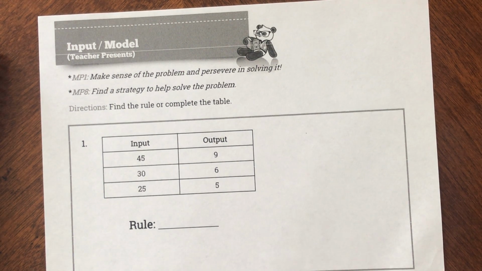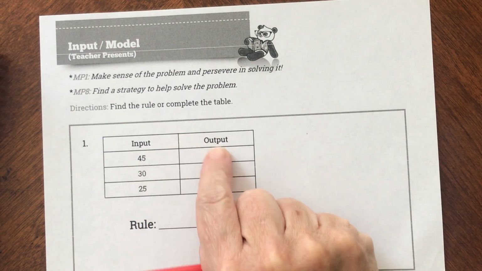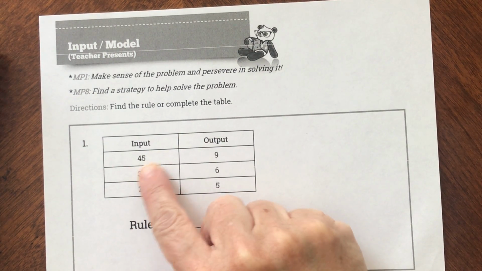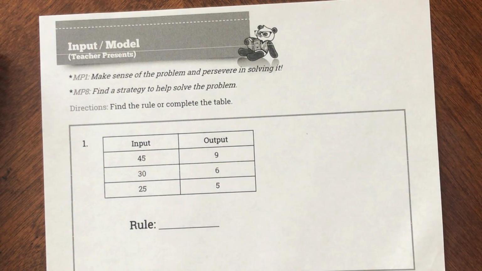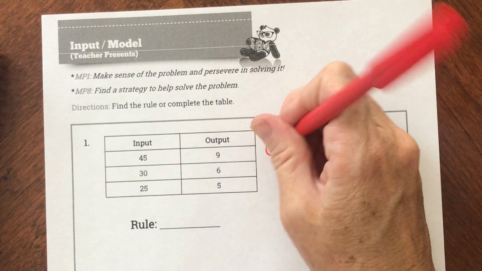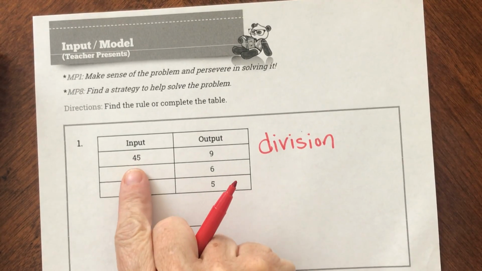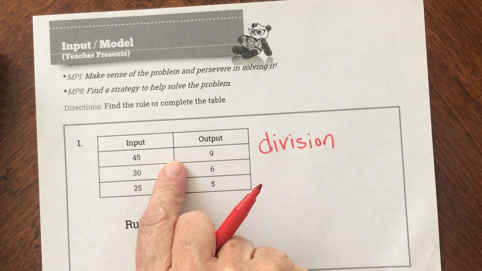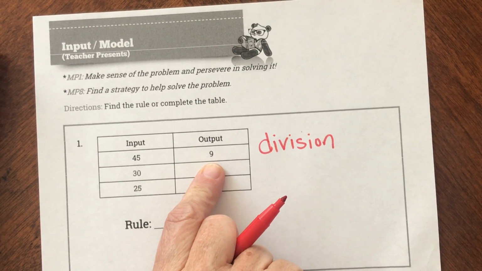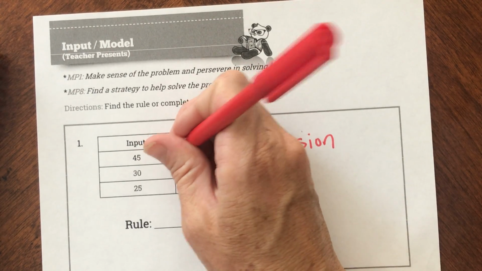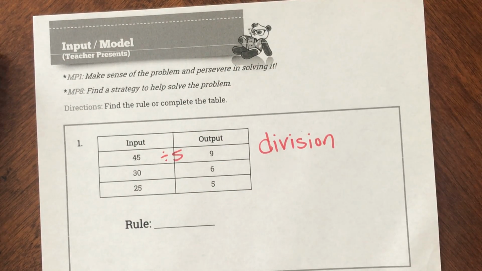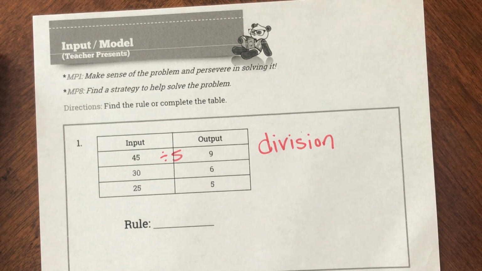Okay, so if I see 45 and it turned into a 9, so they put in a 45 and it put out a 9, I know it got smaller. So between multiplication and division, I know division is how numbers get smaller. So 45 divided by what equals 9? I know that 45 divided by 5 equals 9. And I know that as a basic fact. You might have to do an array to help you if you don't know this.